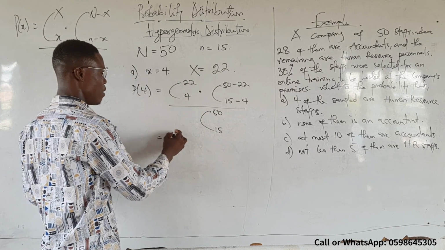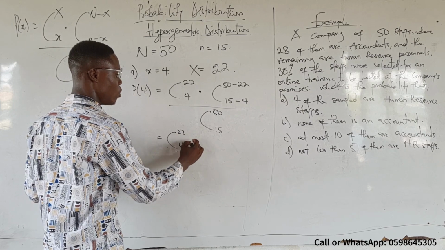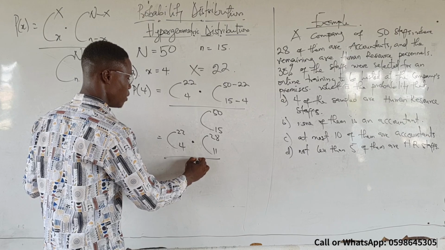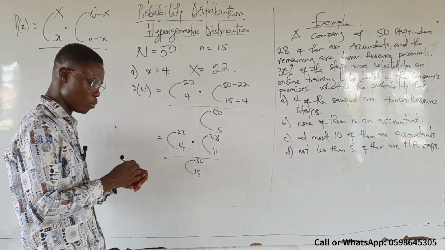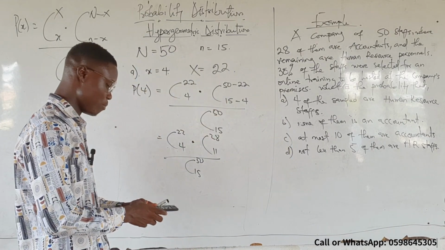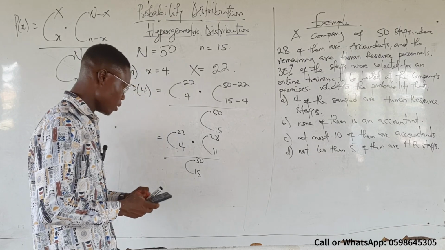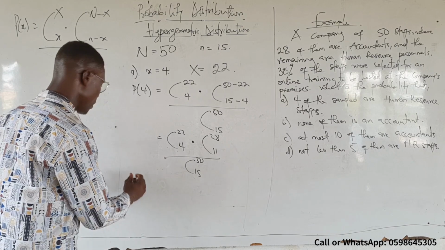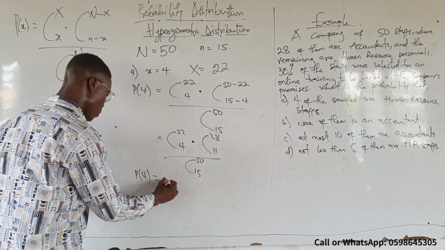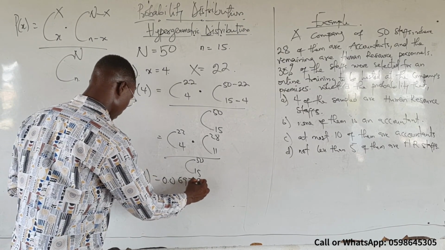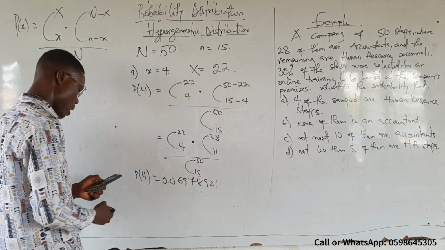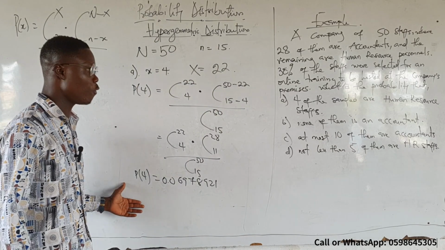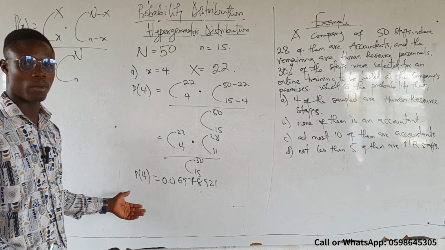So if I should make this simple, I have a combination of 22 and 4, times the combination of 28 and 11, all over the combination of 50 and then 15. So if we should quickly put this on a calculator, let me quickly punch this and see what we have. Having the probability of 4 to be 0.0697892, and it continues in a particular order. So this becomes the probability that 4 of them are human resource staffs.